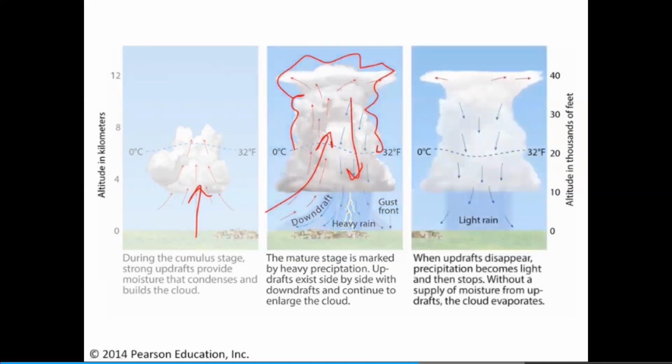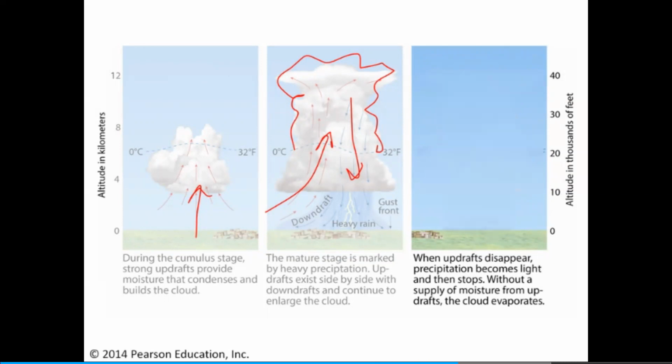And then basically in the final stage of the thunderstorm, the updrafts dissipate, and we basically don't have a source for any new moisture going into the cloud, so the rain tapers off, it's light rain, and eventually the cloud without a new source of moisture will just evaporate, and you'll be left with a fairly nice day.